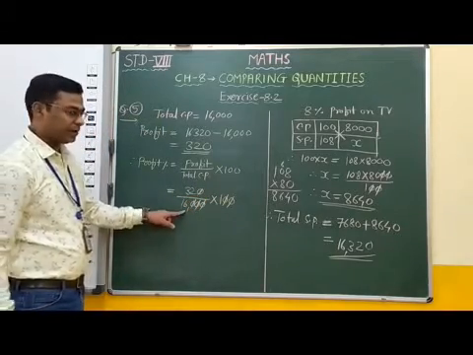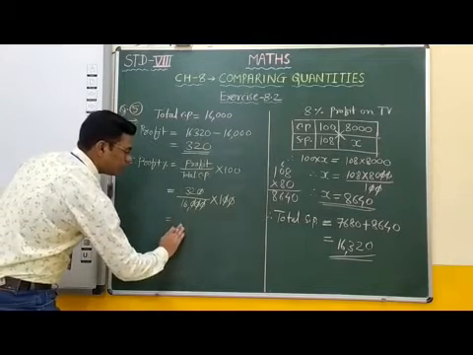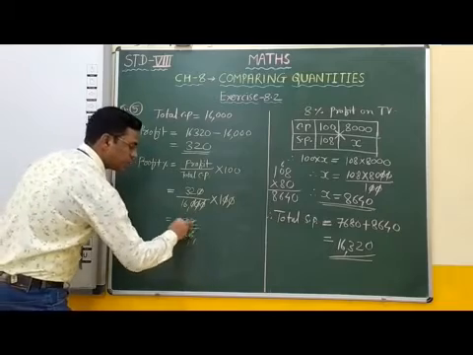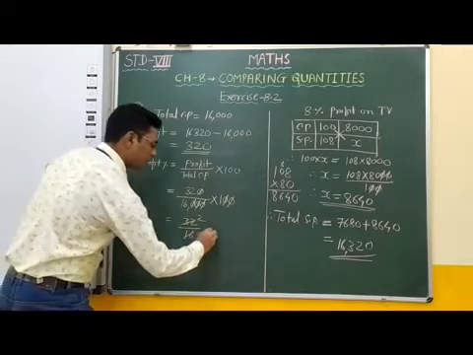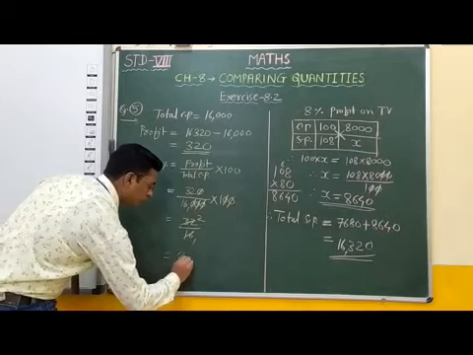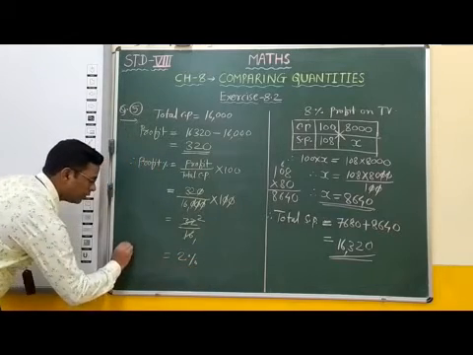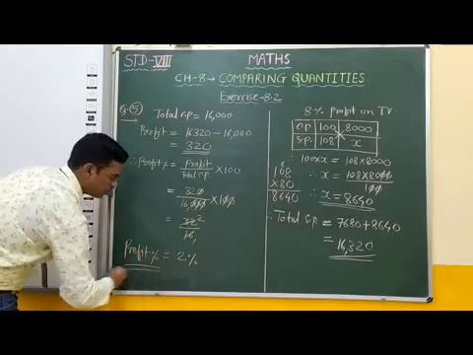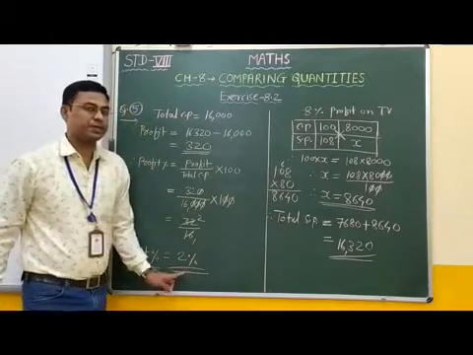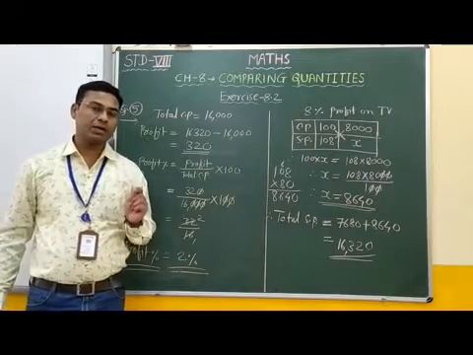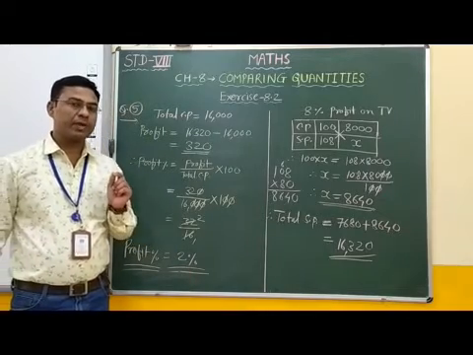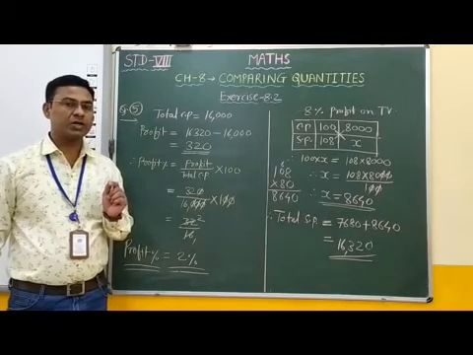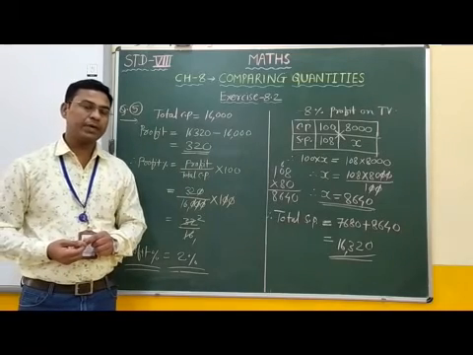Now if we divide here 32 by 16, then 16 1s are 16, 16 2s are 32. Therefore which is equal to 2%. Therefore profit percent or gain percent is equal to 2%. Therefore students, here we can say that shopkeeper made 2% profit in whole transaction. Students, I hope it is clear to you.